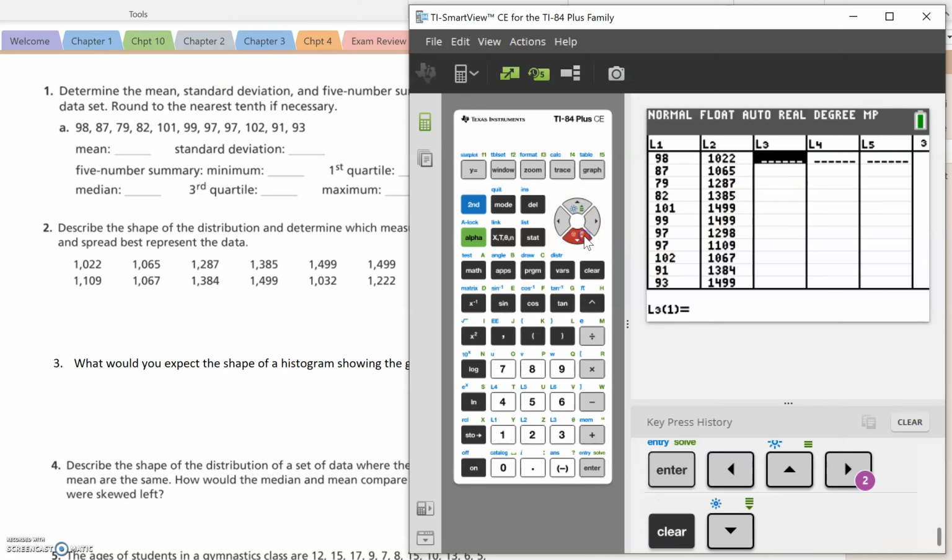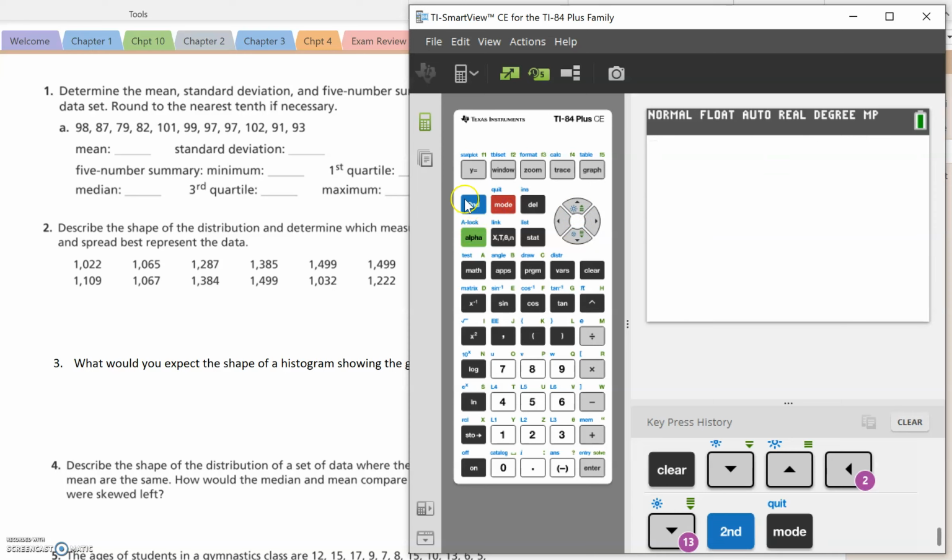And then it would have cleared everything typed into L3. I'm obviously not going to clear L1 and L2 because I just spent time typing in those numbers for us. So you're going to go through L1 and type in all the numbers for your problem into L1. Once you do that, you can hit second mode and that quits you out of that screen. If you want your mean, standard deviation, and then the 5-number summary, there are a couple buttons on your calculator that do that for you.